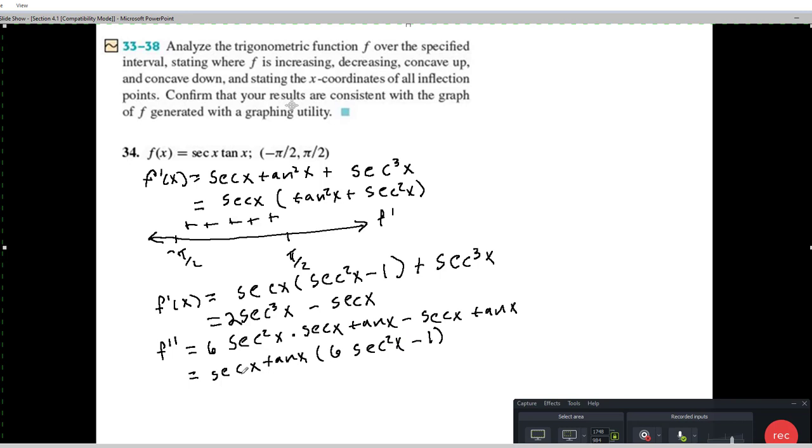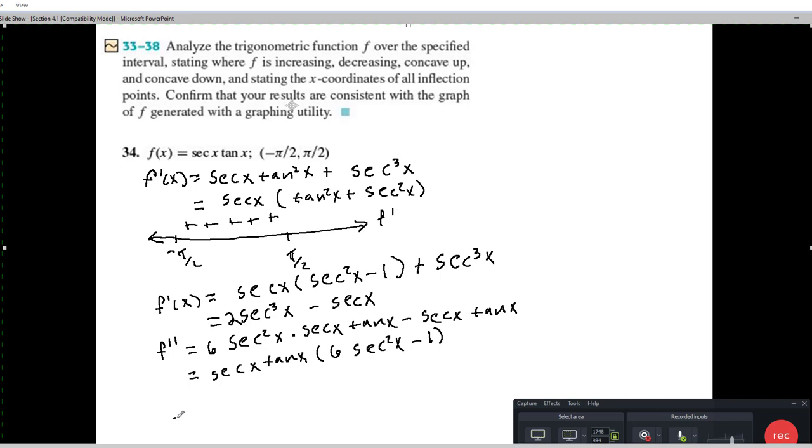Same thing for the secant. We're in the interval from negative pi over 2 to pi over 2, so in that interval the secant is positive, and so the only thing that's negative and positive in this interval is the tangent. That one in quadrant 4 it's negative, and in quadrant 1 it's positive.